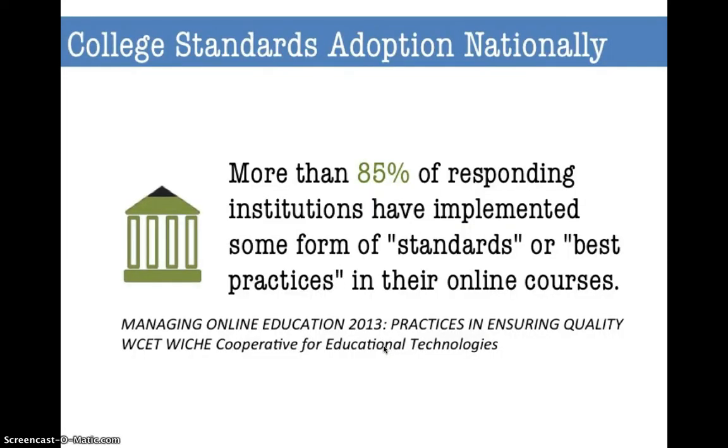But based on that success gap and some of the enrollment trends, we've looked across the nation and we've identified that college standards are adopted across the nation, that this is a trend that people are looking at. We really need to have some e-learning standards. This is a somewhat new modality. I mean, if you look at how long higher education's been around, it is a new modality. But 85% of responding institutions to a survey, which I've cited down below there, have implemented some form of standards or best practices in their online courses. So we are neck and neck with what everybody else is doing out there by creating these standards.